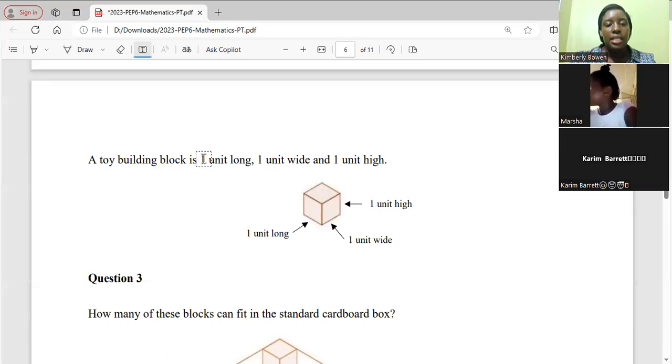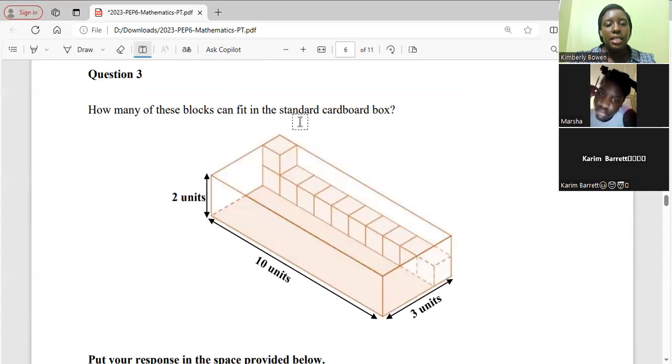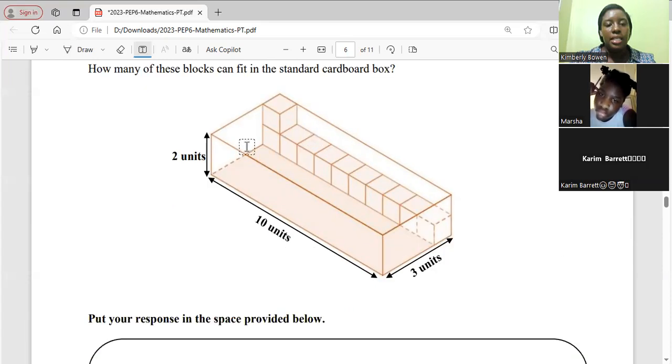It says a toy building block is 1 unit long, 1 unit wide and 1 unit high. And we can see the dimension here. Question 3 wants to know how many of these blocks can fit into the standard cardboard box. We're seeing the dimension here for the cardboard box. It's 3-dimensional, so if we need to find out what is the capacity, what can hold in this box, we'll have to find the volume. All right, have you ever heard of volume?